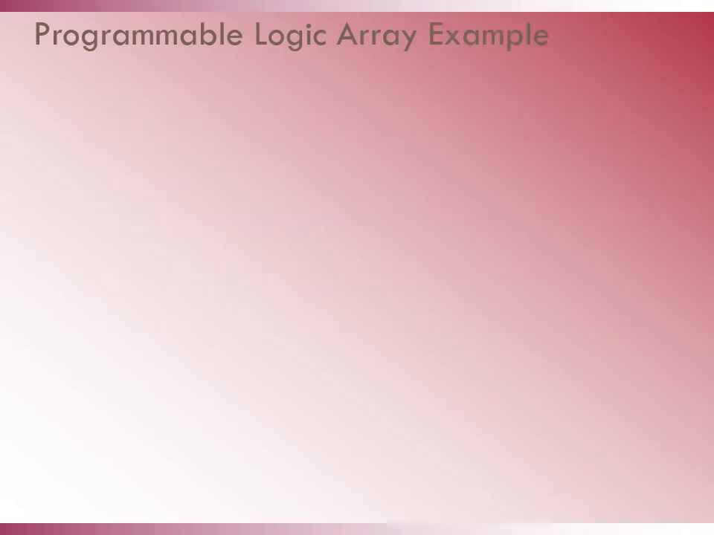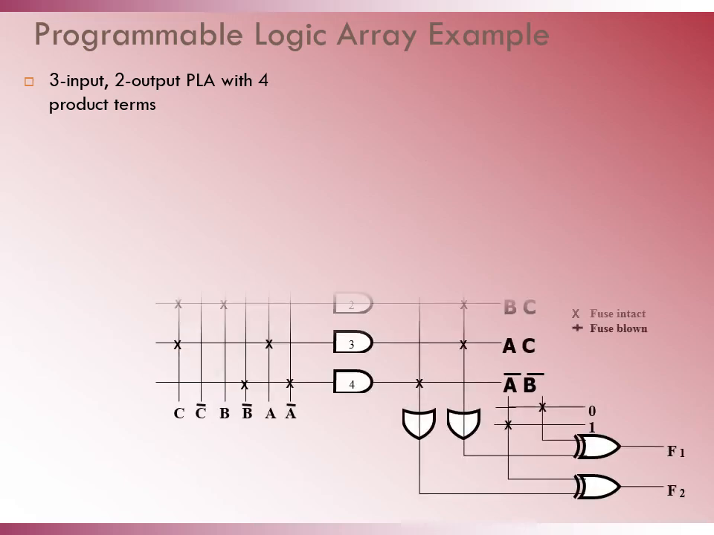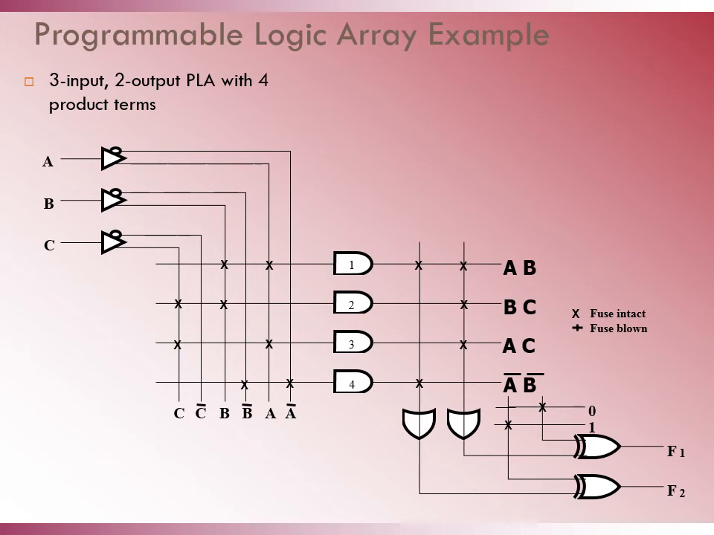We take one example for PLA implementation. The example that we choose here has 3 input terms, 2 output terms and 4 product terms. The circuit diagram of the PLA implementation shows us the 3 input terms as A, B and C. The 2 outputs are denoted as the outputs from these OR gates. The 4 product terms are coming out from the array of AND gates.